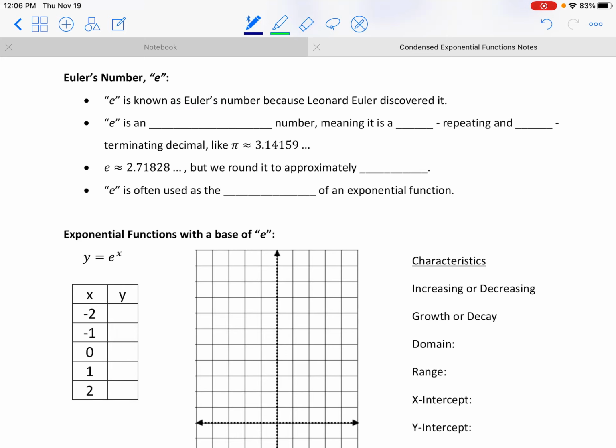Again, it's often used as the base of an exponential function, particularly in the finance world. Remember, it's just an irrational number, like pi, okay? It's a non-repeating, non-terminating decimal. Pi is about 3.14159, but we just say it's about 3.14. So remember, e is approximately 2.71828. The decimal goes on forever, but we just say it's about 2.72, okay? So try to put that in the memory bank. E is about 2.72.